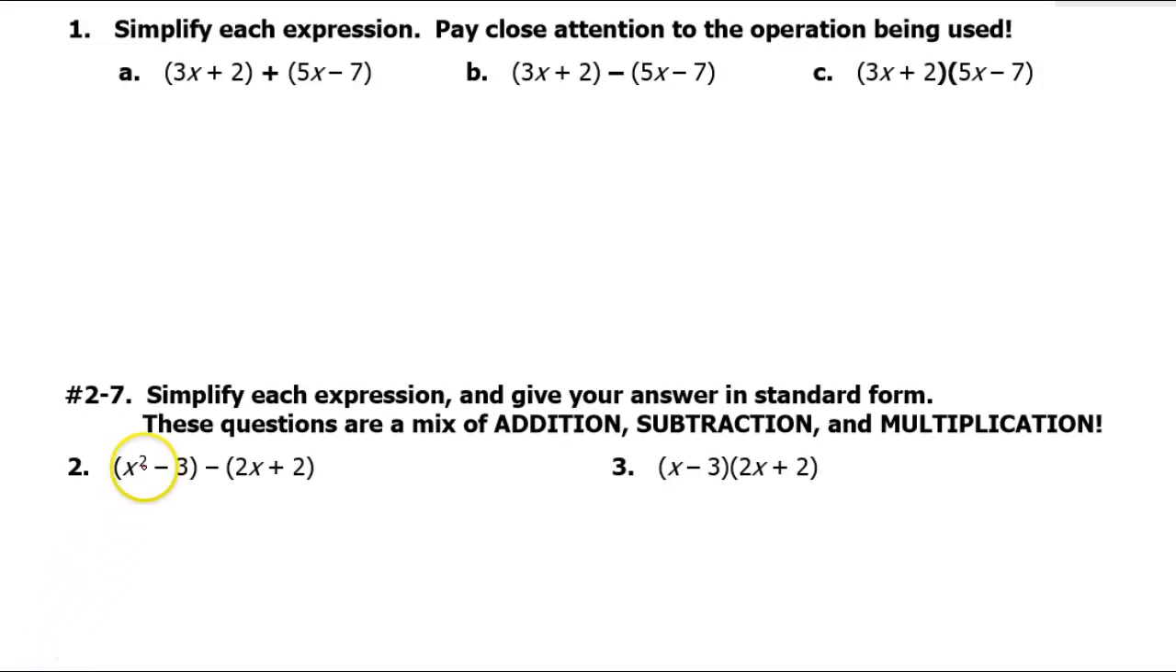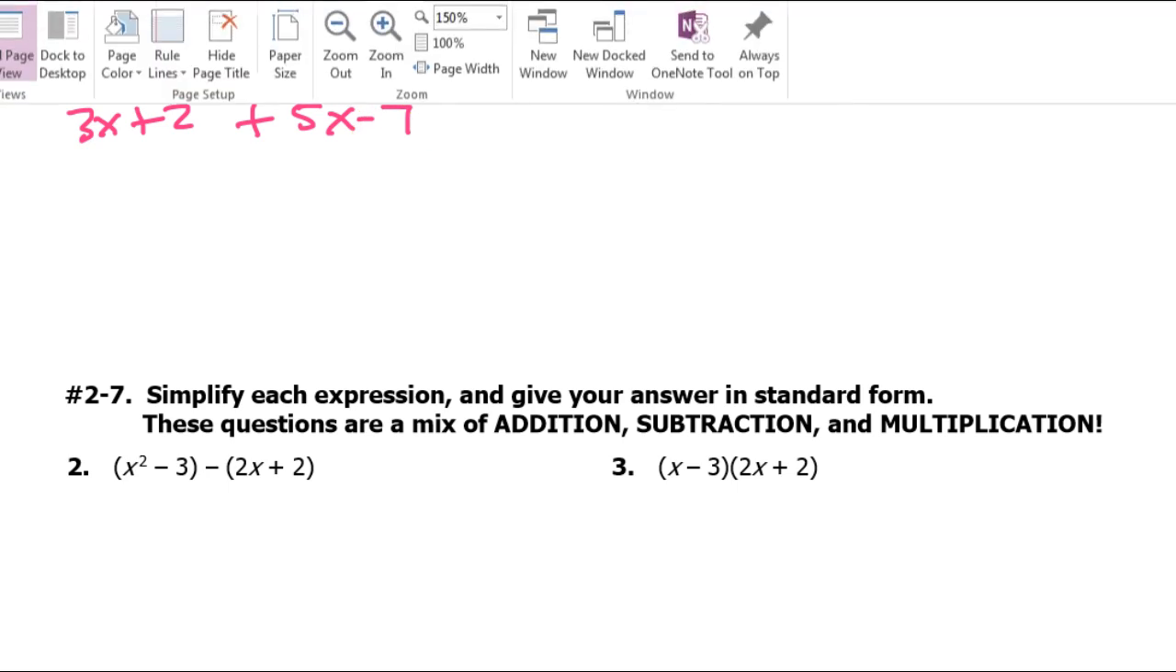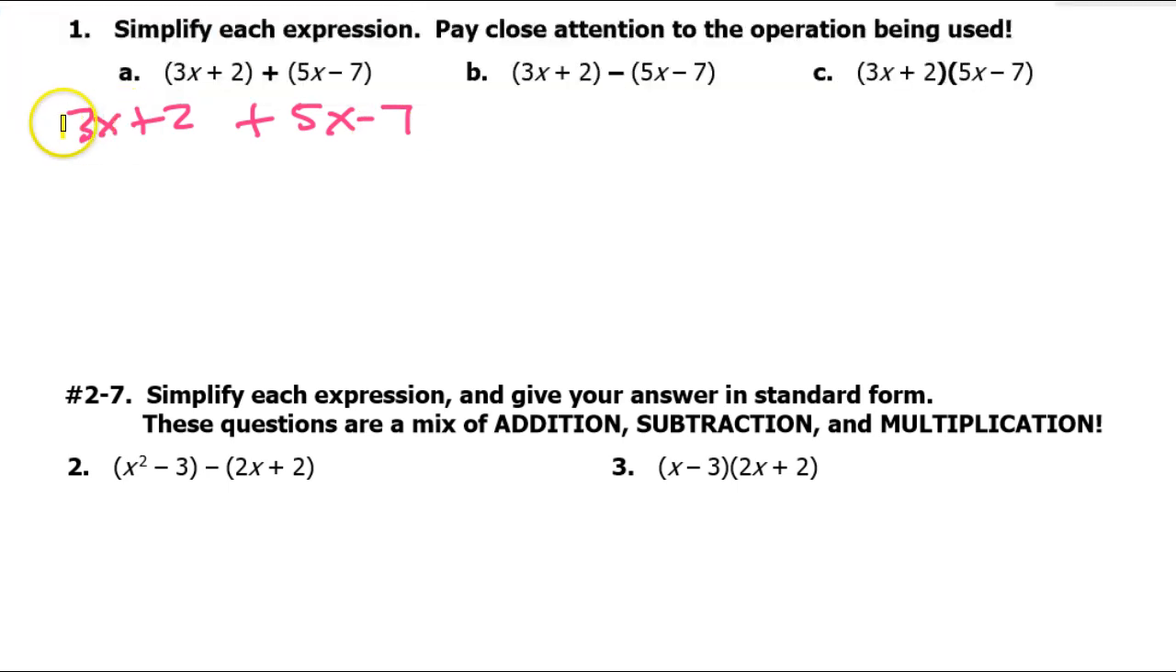In this video, I will show you how to perform basic operations of polynomials. Let's start with addition. When you're adding, the parentheses do not matter. So this is really just 3x plus 2 plus 5x minus 7. The parentheses are doing nothing. So all I'm doing is combining like terms in this case.